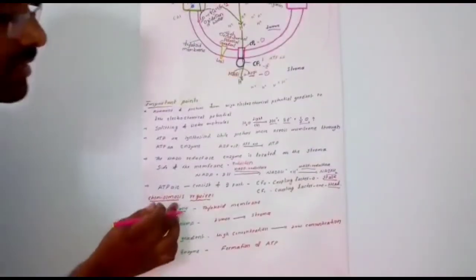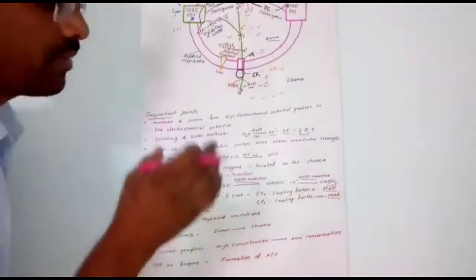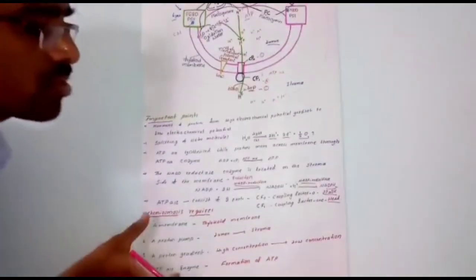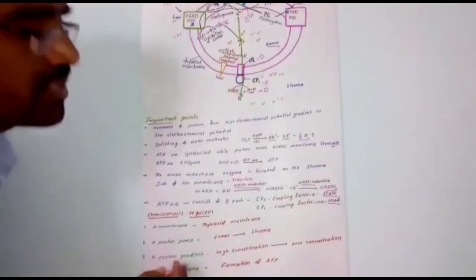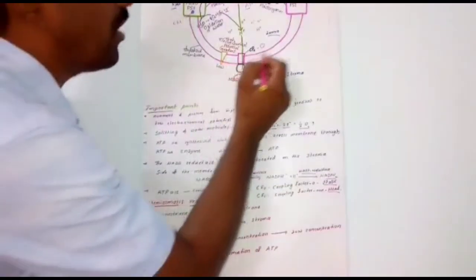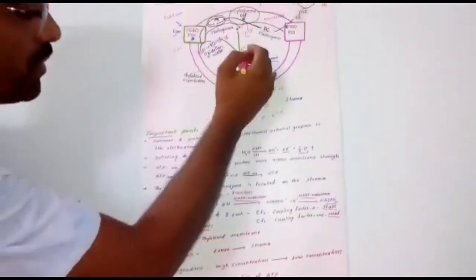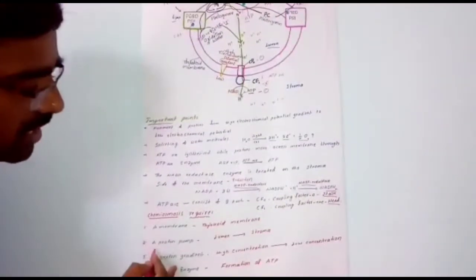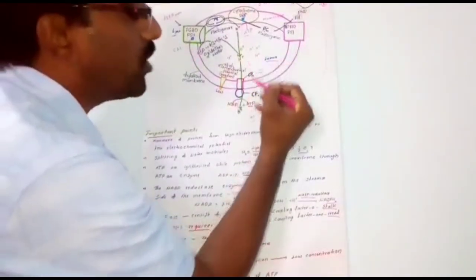Along with that, the chemiosmosis process requires some conditions. Basically, 4 conditions are important. This question was also asked in the past. The first condition is that a membrane is important. Which membrane here? The thylakoid membrane is important for the chemiosmosis process. When the thylakoid membrane is present, the second factor is proton pumping. Proton pumping is possible from the lumen to the stroma.